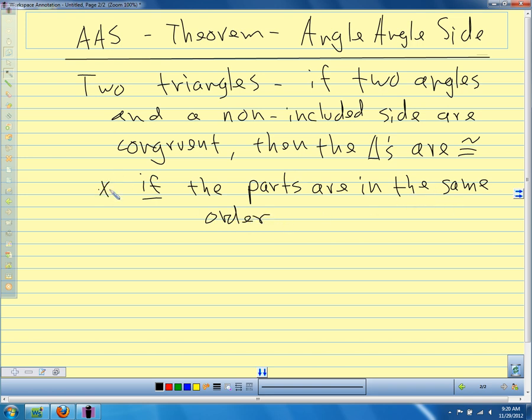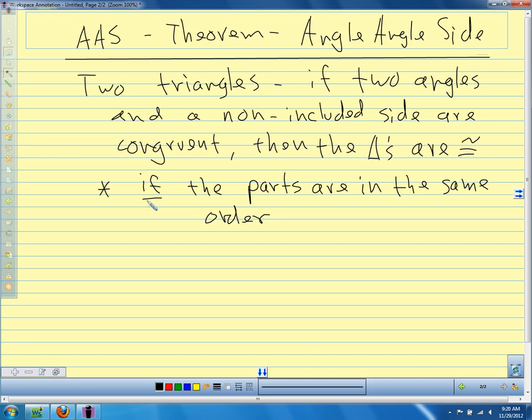and that's the important thing about angle, angle, side. Our parts have to be in the same order. And then we'll look at an example of what we mean in just a second. But this is what's going to go into your graphic organizer. Two angles and a non-included side, the sides not between the angles, are congruent. The triangles are congruent if the parts are in the same order. So this is where we have to be careful with angle, angle, side.